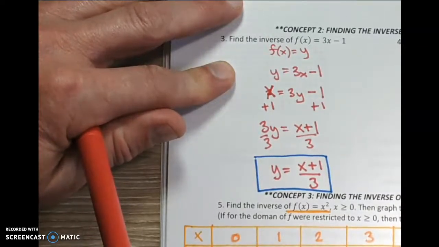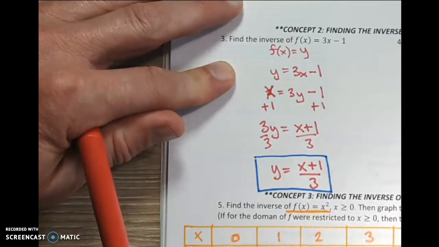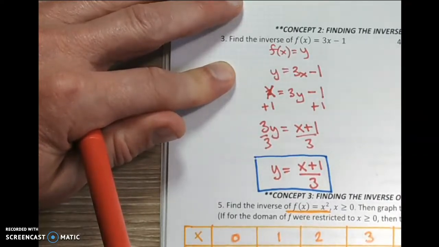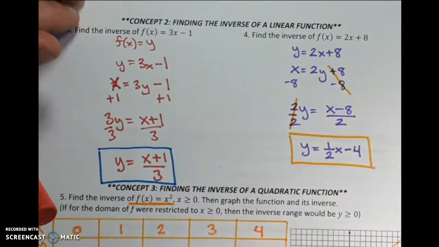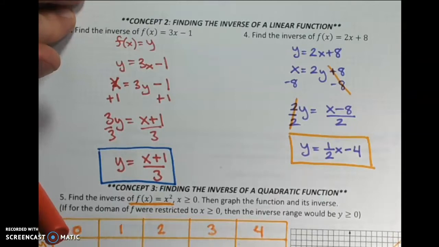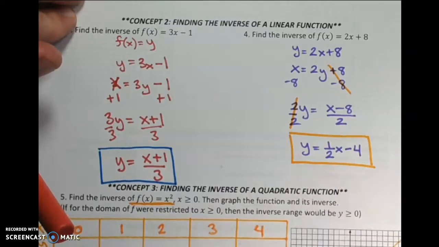Okay. Go ahead and try number 4. You're going to replace the f of x with y, flip the order of the x and y, and then solve for y. Pause now, because I'm going to go ahead and show the solution. y equals 1/2 x minus 4. If you had y equals x minus 8 over 2, that's okay, but it could be simplified a little bit farther.